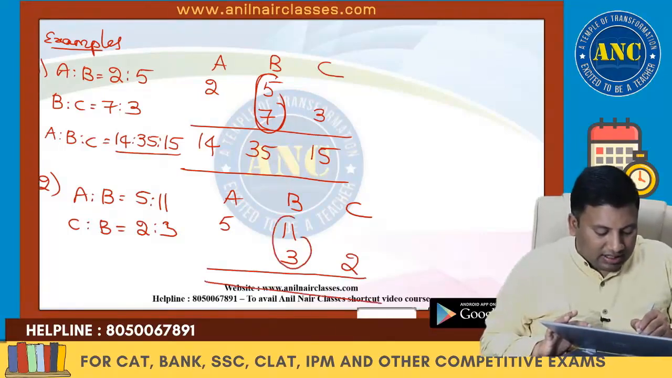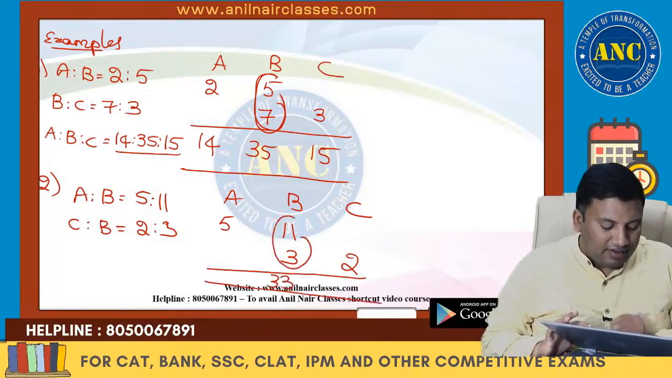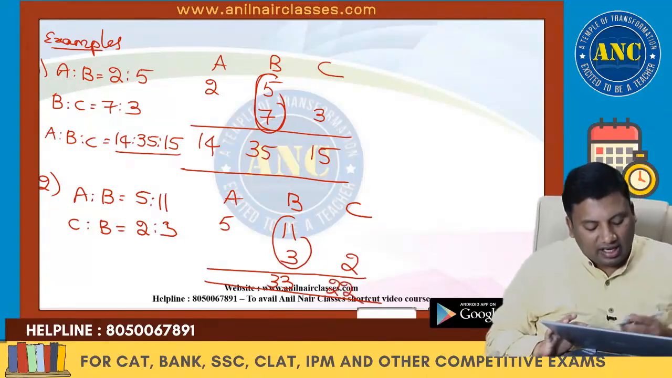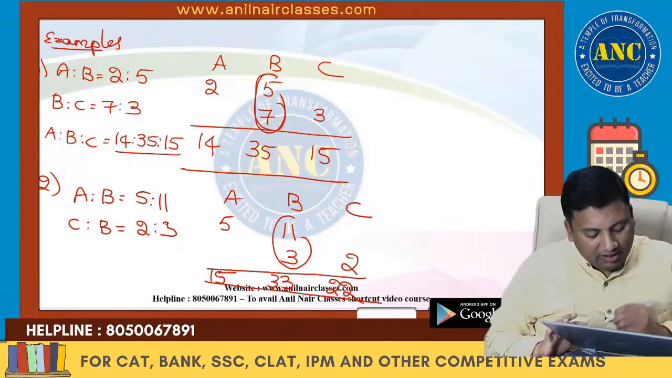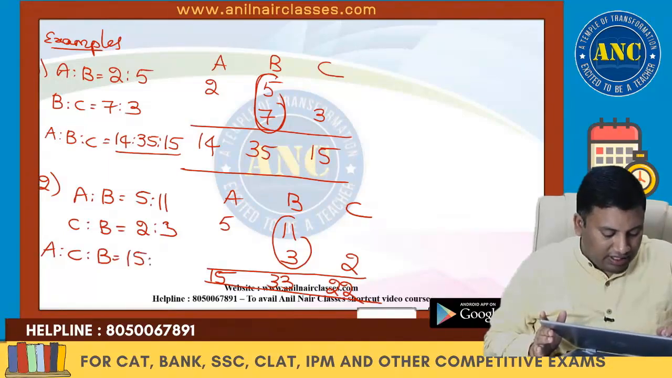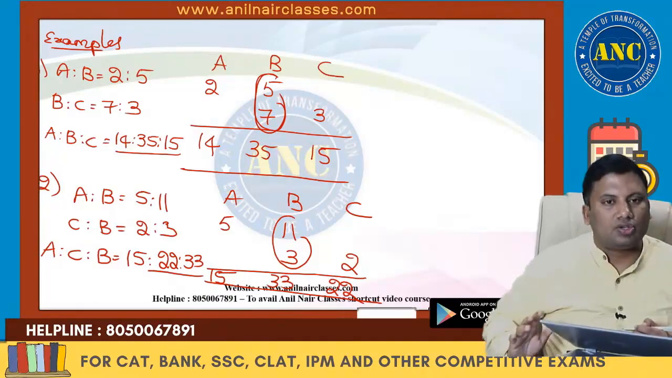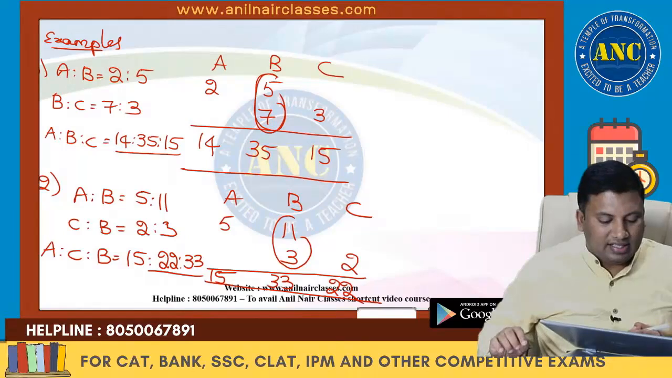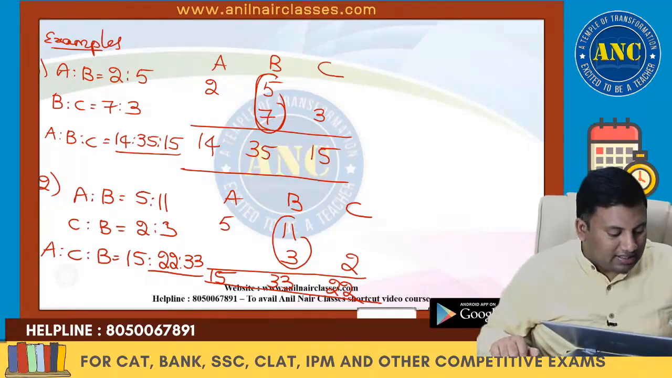11 3s are 33. 3 11s are 33. 2 11s are 22. 5 3s are 15. So A is to C is to B is nothing but 15 is to 22 is to 33. I hope the idea is clear.